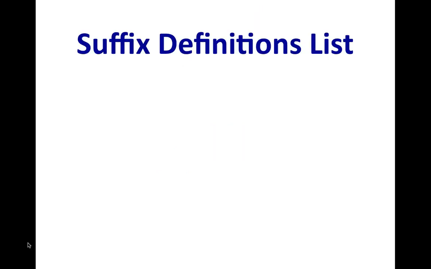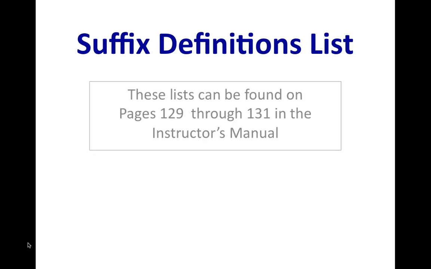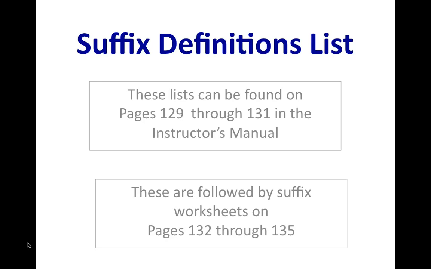As you work with your students on suffixes, you will be using the suffix definition lists found in the appendix section of your manual. The lists can be found on pages 129 through 131. They are also located in the shared folder. You will want to copy these lists for your students to use during activities. You will find some suffix worksheets on pages 132 through 135 in your instructor's manual.